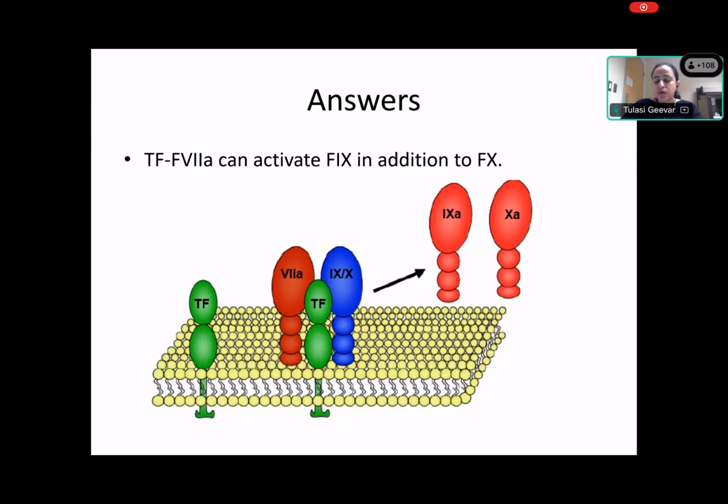Now, it was discovered that the tissue factor factor 7 complex, as we saw in the extrinsic pathway, where there is exposure of tissue factor and the tissue factor activates 7, can activate factor 9 in addition to 10. So it not only activates 10, but it can also activate 9, thereby activating the intrinsic pathway, even in the absence of 12 or 11. So 12 and 11 are not essential for the activation of 9.